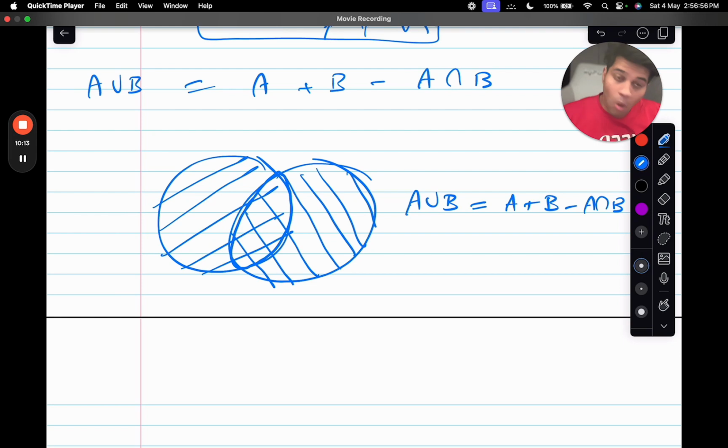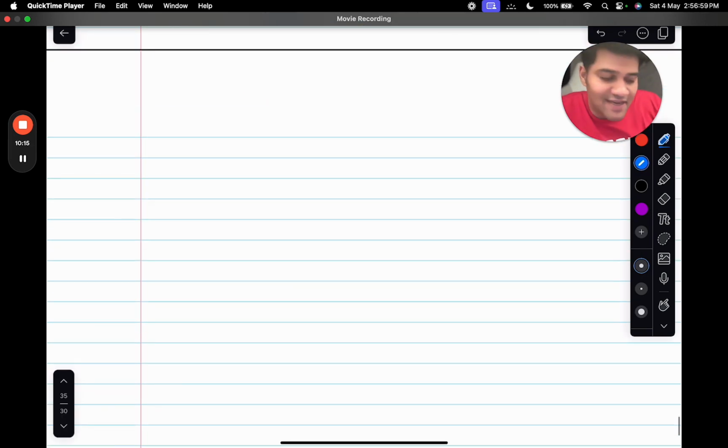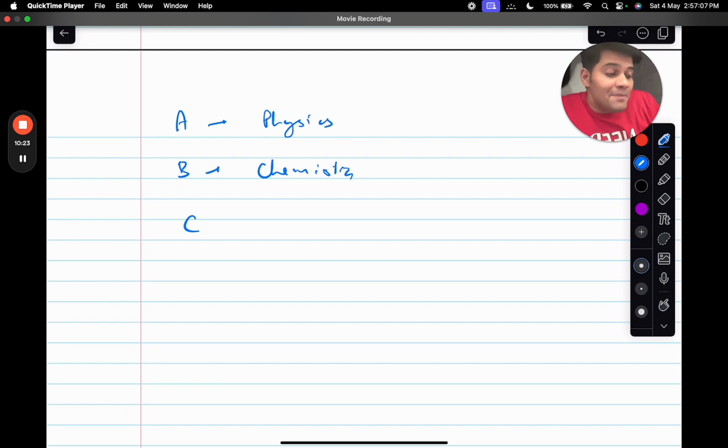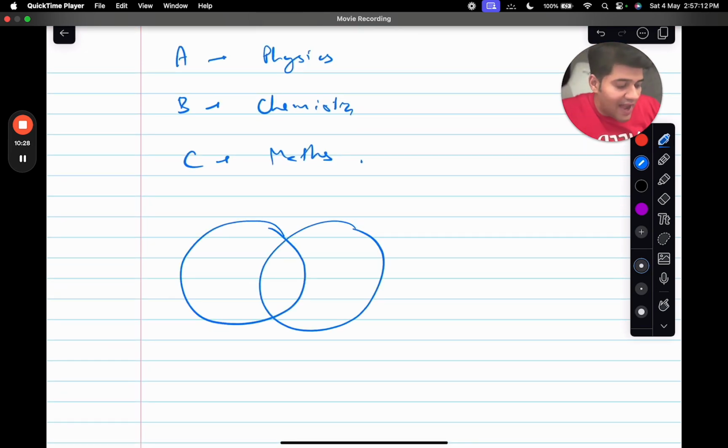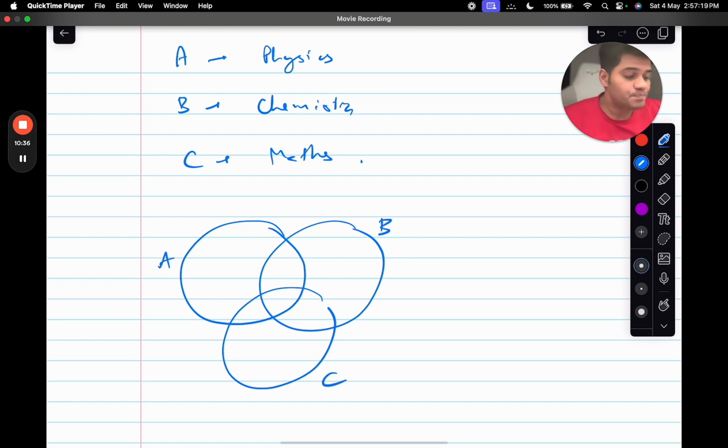And how does it work for more sets? So let us say we had 3 sets. A, physics learning students, B, chemistry learning students, C, maths learning students. Okay, and let me try to draw it. This is A, this is B, and this is C. A is physics, B is maths, C is chemistry. So here you would see that there is an intersection of A and B. This part here is the intersection of A and B. This part here is the intersection of A and C. This part here, the one that I am tracing right now, is an intersection of B and C.